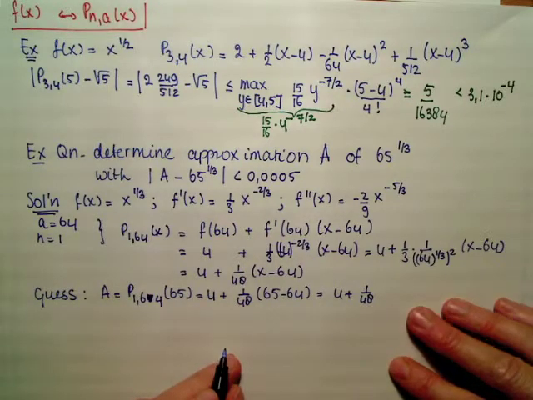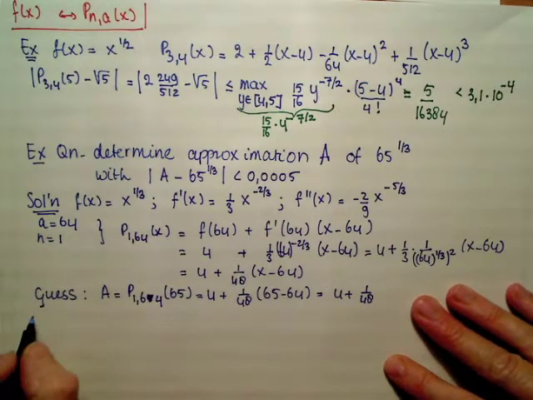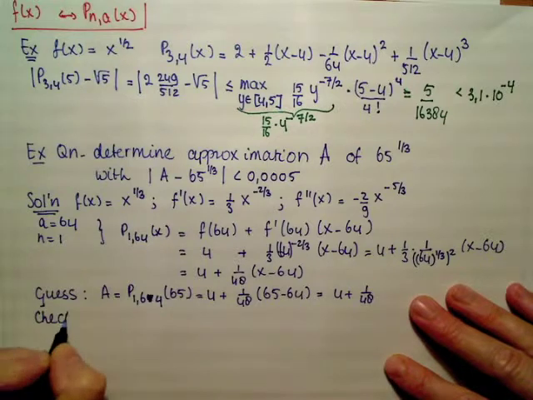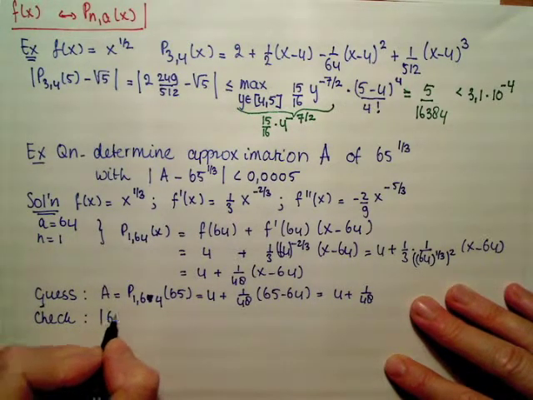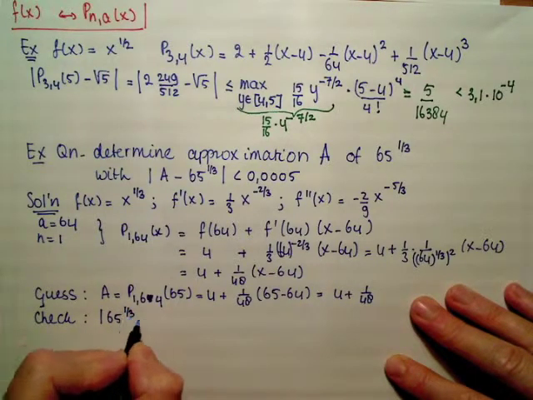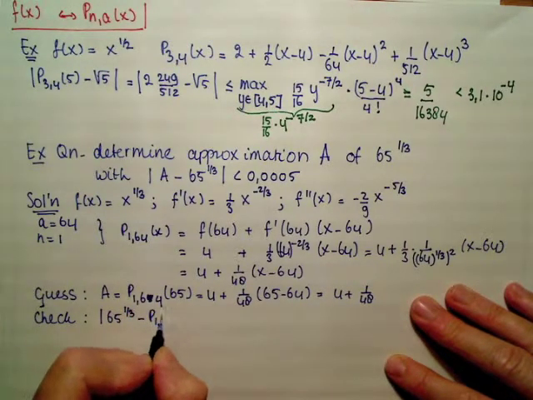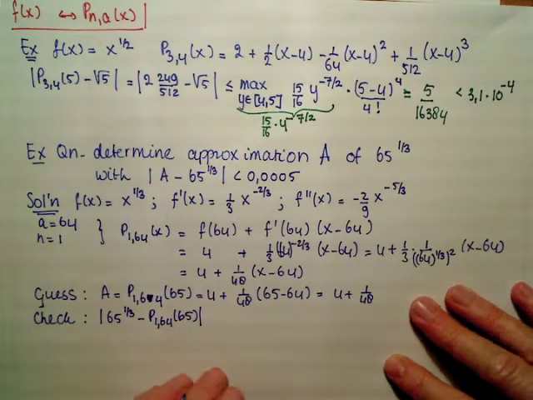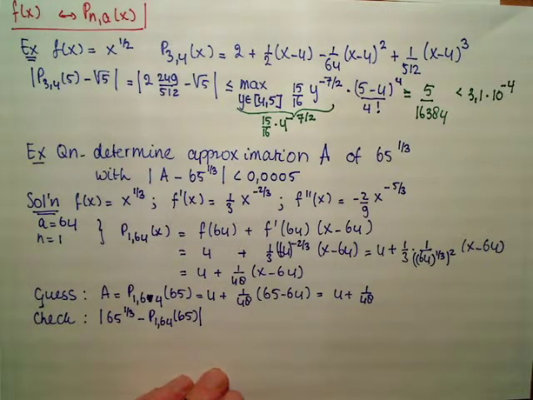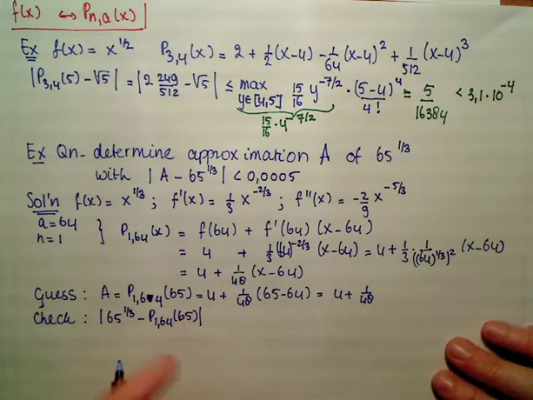Okay, now is this a good enough approximation? We check it and we compute the difference. At least we compute a bound on this difference. Of course, if the bound is bad, it doesn't mean that the approximation is bad. It's only that we cannot check whether it is bad or not.